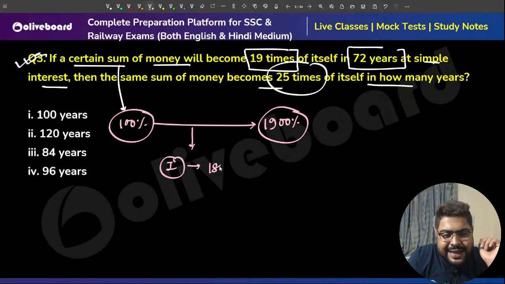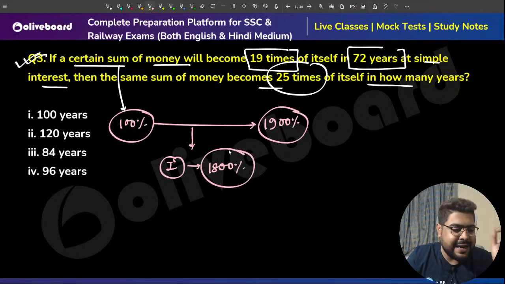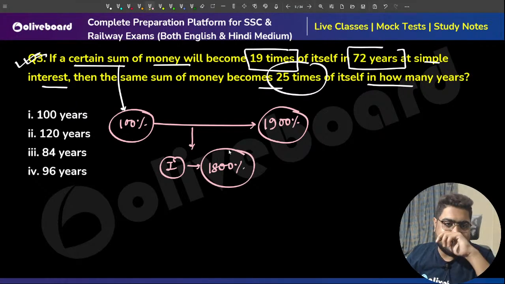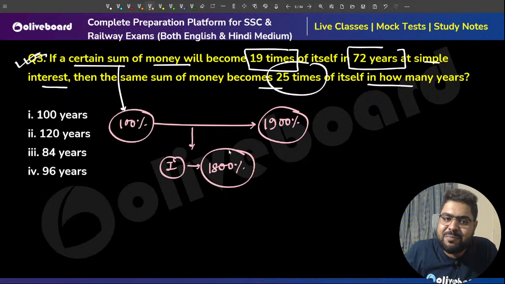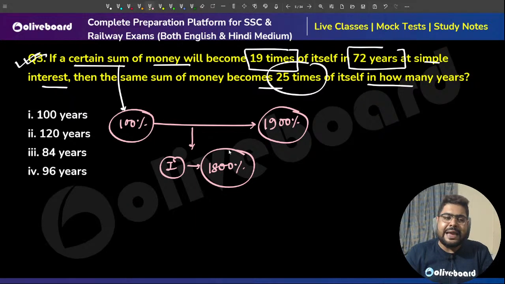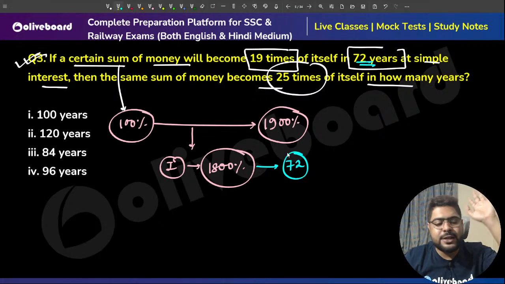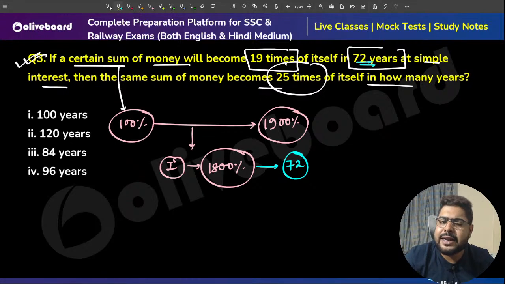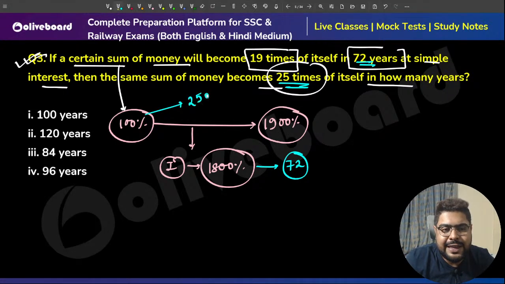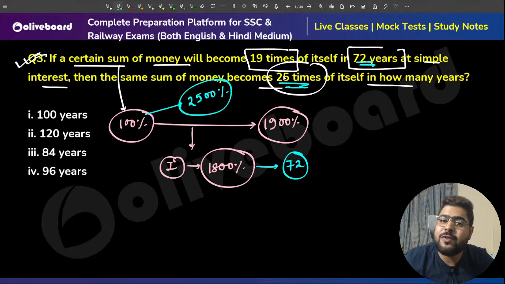Can I say 1800% is the interest? 1800% is nothing but the interest. In how many years did I get 1800% interest? In 72 years. Now what needs to happen? I'm not calculating yet. 100% needs to become 2500%, 25 times, meaning 2400% will be my interest.